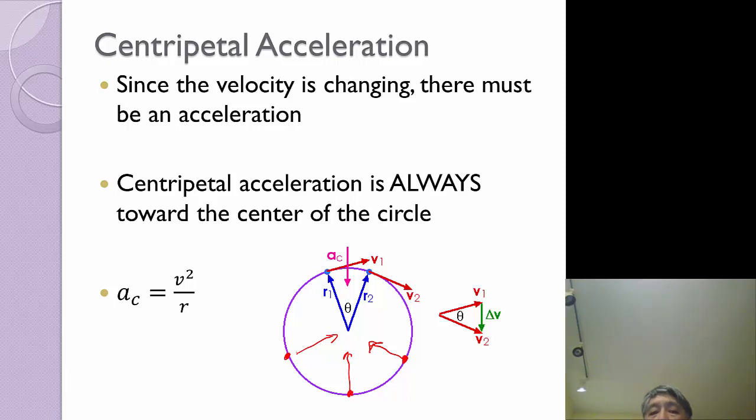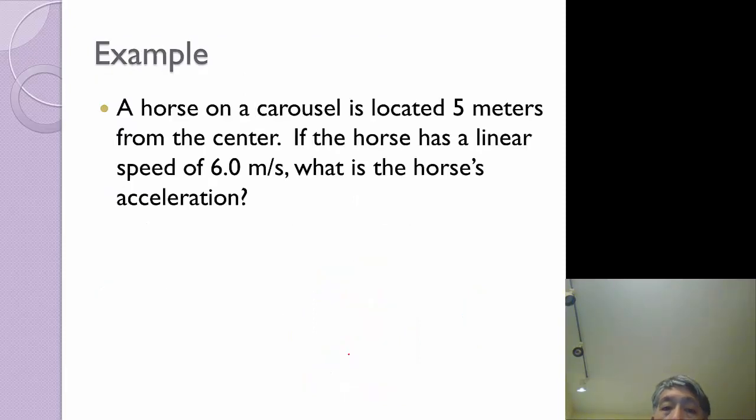The magnitude of this acceleration is going to be given by v squared over r, where v is the speed of the object. Linear speed. How quickly is it going around the circle? So we have this formula. Let's do a sample problem. I have a horse on a carousel that's located 5 meters from the center. So r is the distance to the center. In this case, my distance is 5 meters. And the horse has a linear speed of 6 meters per second. So here we have our velocity is given as 6 meters per second. And what is the horse's acceleration?